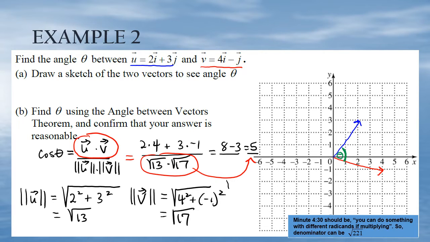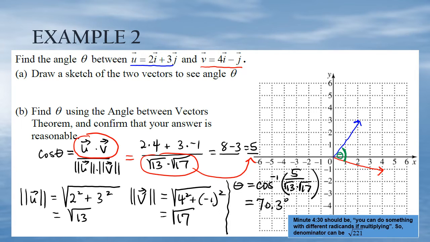I'm now going to say, let me just write here, that theta is going to equal cosine inverse of 5 over root 13 times root 17. And I'll put that into my calculator, and in degrees, my calculator is going to tell me 70.3 degrees. And does 70.3 degrees seem reasonable? It does look like it's less than 90 degrees, so I'm going to say yes, that feels reasonable.